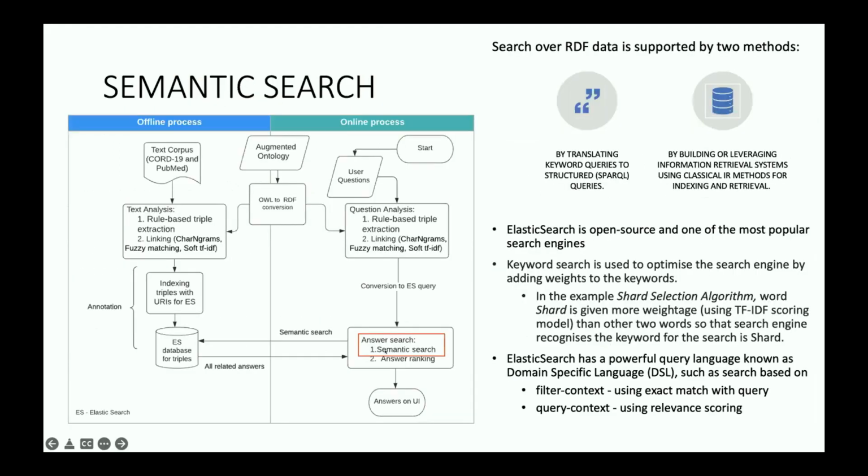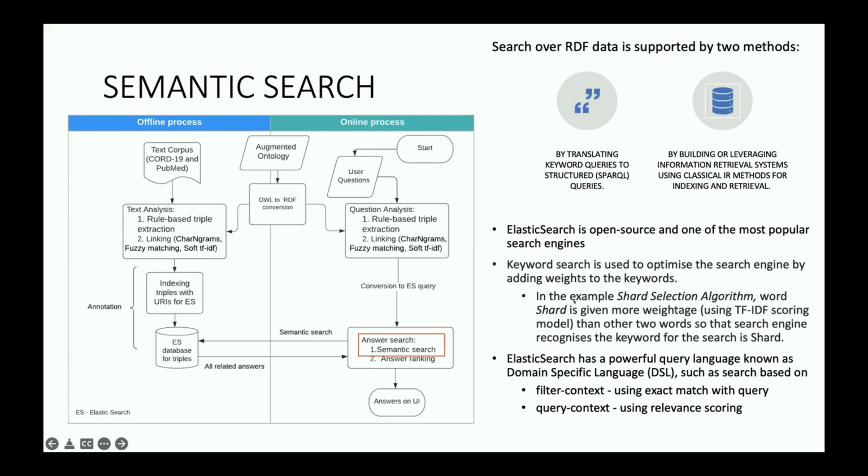Next component is answer search. Basically, the search over RDF data is supported by two methods. One is a popular method, which is using SPARQL queries. Another one is leveraging an information retrieval system using classical IR methods like indexing and retrieval. Again, Elasticsearch is open source and one of the most popular search engines. It uses keyword search, and it is used to optimize the search by adding weights to each keyword. In the example shard selection algorithm, the word shard is given more weightage because selection and algorithm are words which occur regularly.